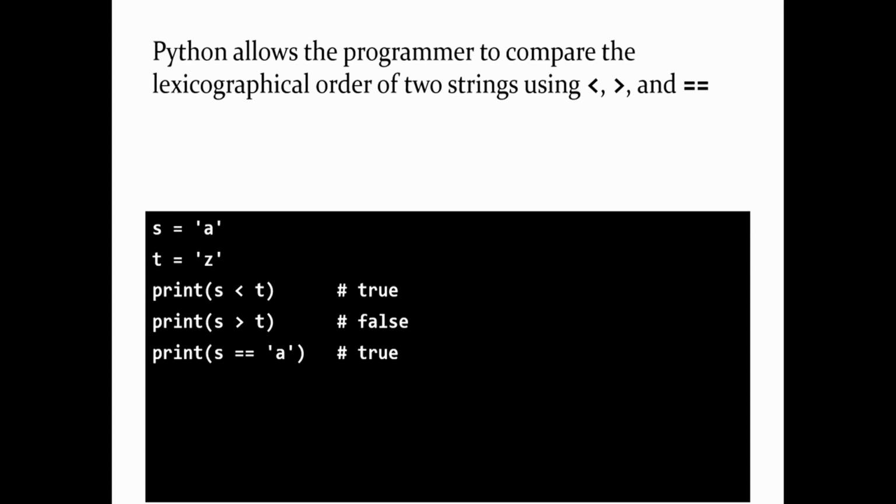Python has operator overloading. So you can redefine the meaning of less than, greater than, equal to, greater than or equal to, less than or equal to, etc. Java doesn't have that. So in Python, when you write s less than t with 2 strings, you get back true because a comes before z. Is s greater than t? Well, you get back false because a comes before z. Equals equals also works in Python.